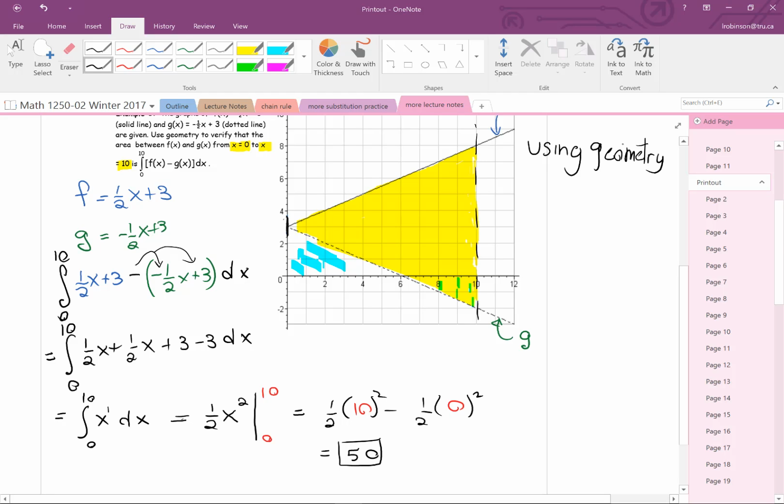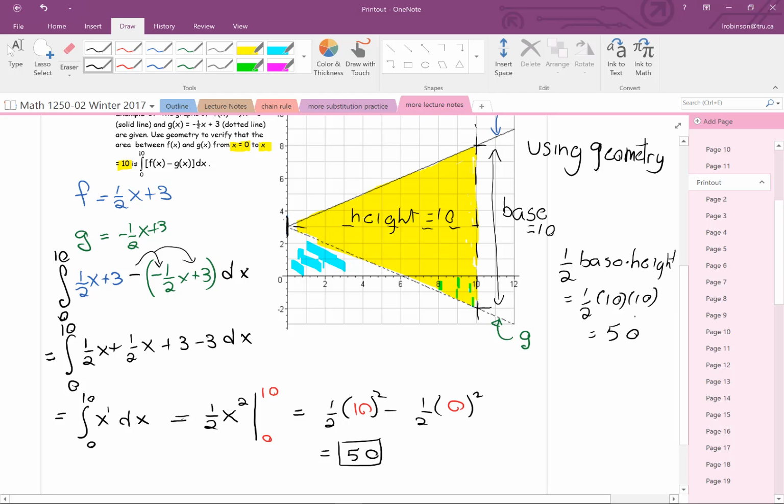Because they're straight lines, the base of this triangle is 10 and the height is 10. So it's just 1/2 base times height equals 1/2 times 10 times 10 equals 50, which of course is what we got doing it the other way. Okay, so any questions about that?